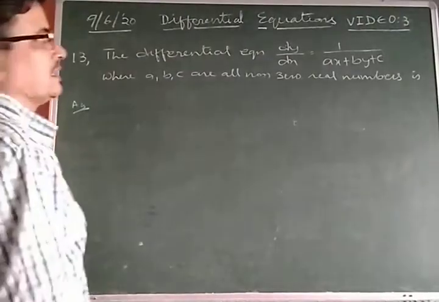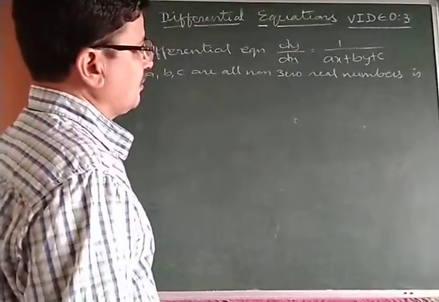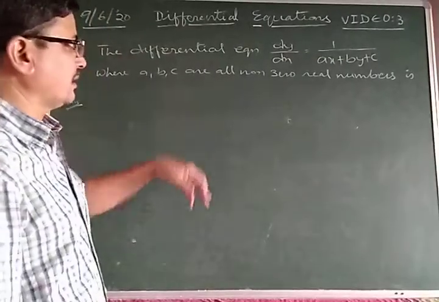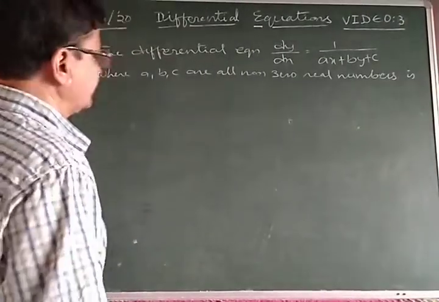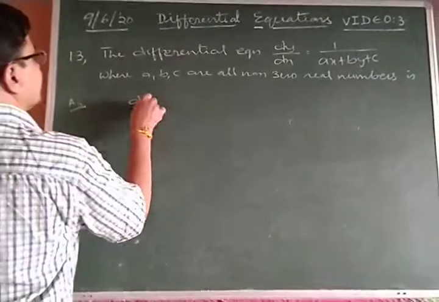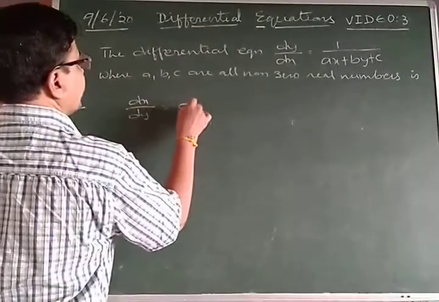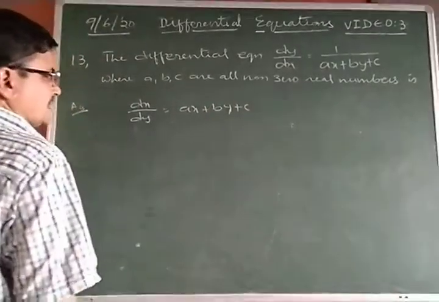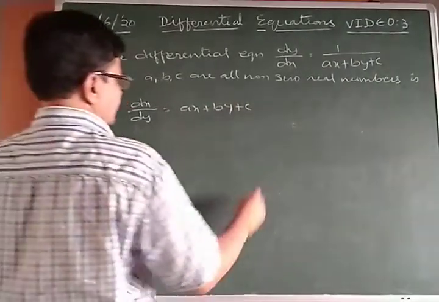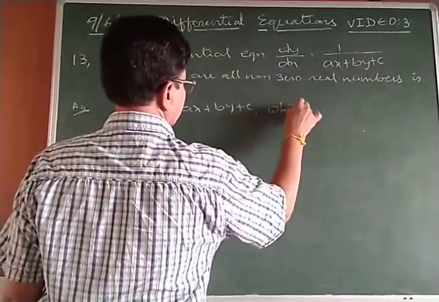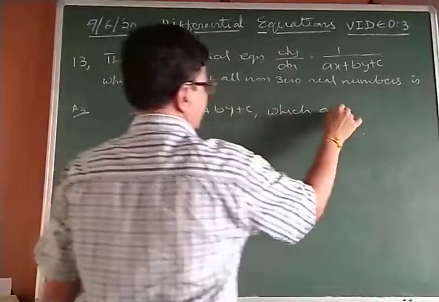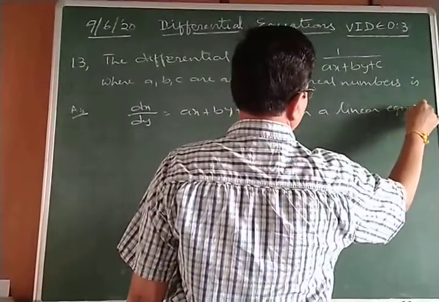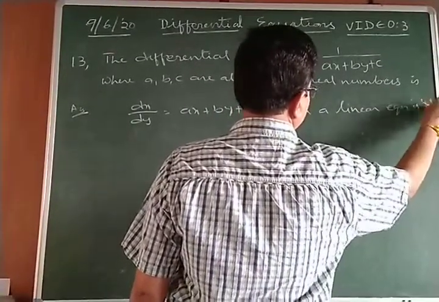The differential equation dy by dx is equal to 1 by (ax plus by plus c), where a, b, c are all non-zero real numbers. Then dx by dy is equal to ax plus by plus c, which is a linear equation in x. That's all.